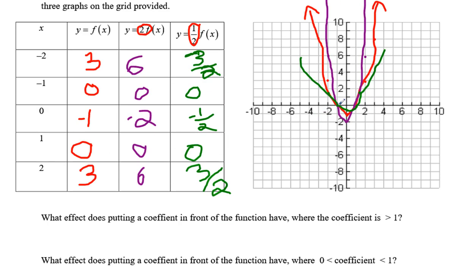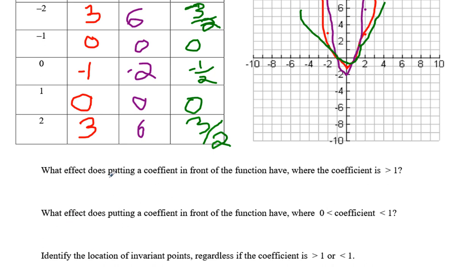Now, why are these points invariant? Because what's the definition of an x-intercept? The definition of an x-intercept is where y is 0. Well, I don't care how you stretch 0. You just get a bigger 0, or you get a smaller 0, but you still get 0. Thus, the invariant points on a vertical stretch, whether you're taller or shorter, will always be the x-intercepts.